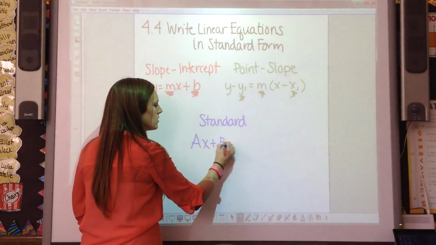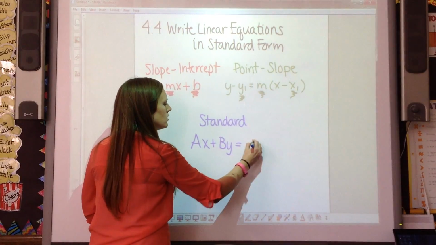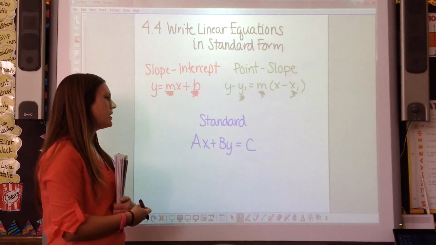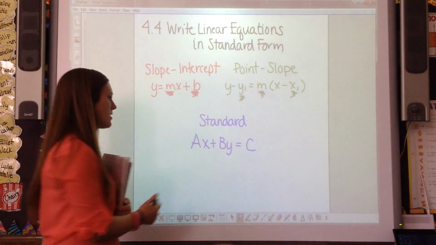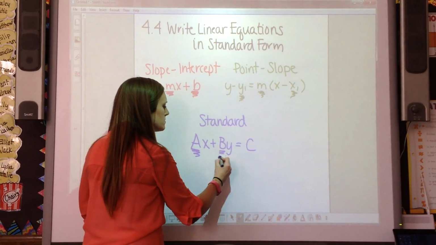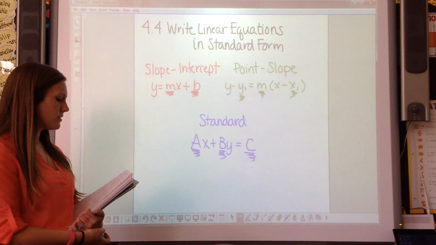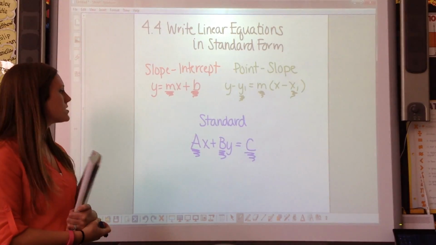Standard form is when the x and the y are both on the left side. A, B, and C are all real numbers. So this A, this B, and this C is going to be replaced with a number. Again, the x and the y is going to stay.